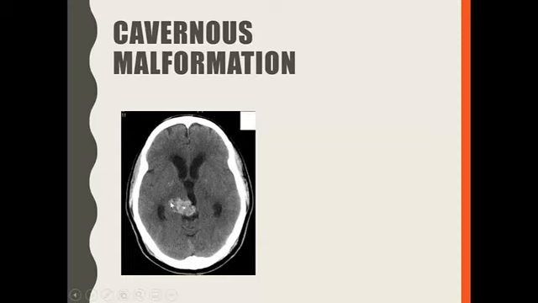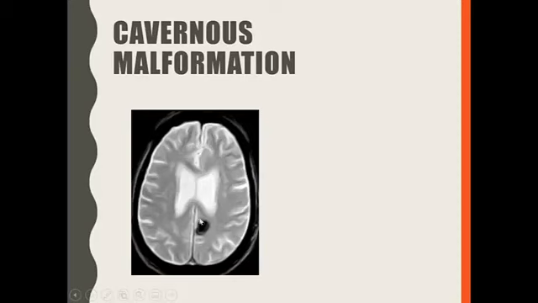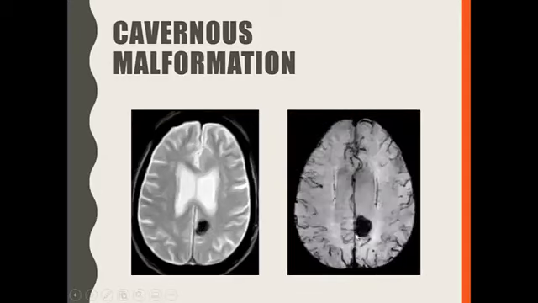And the best way to find out about vascular malformation is by T2 star, as here, with the blooming artifacts, or the SWI sequence, which appears like this, and the lesion appears well defined, as you can see here. So both of them are cavernomas.